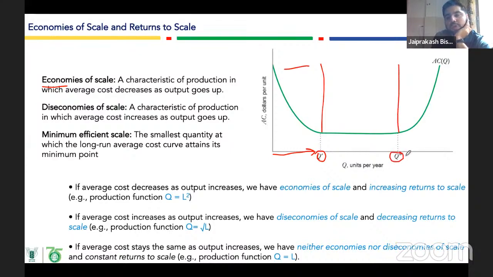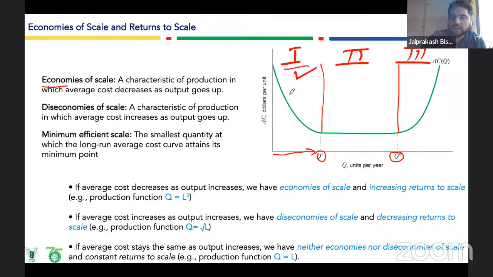बट आफ्टर दिस जोन Q double dash क्या हो रहा है? जैसे आपका आउटपुट इंक्रीज हो रहा है, आपका एवरेज कॉस्ट इज इंक्रीजिंग। ओके, इट मीन्स दैट आपको एक एक्स्ट्रा यूनिट प्रोड्यूस करने के लिए ज्यादा अमाउंट ऑफ कॉस्ट इनकर करना पड़ रहा है। और सिमिलरली इन फर्स्ट जोन आपको एक एक्स्ट्रा यूनिट प्रोड्यूस करने के लिए कॉस्ट कम यूज करना पड़ रहा है, ठीक है। तो इन फर्स्ट जोन, इफ आई से दिस इज द फर्स्ट जोन, दिस इज द सेकंड जोन, and this is the third zone.